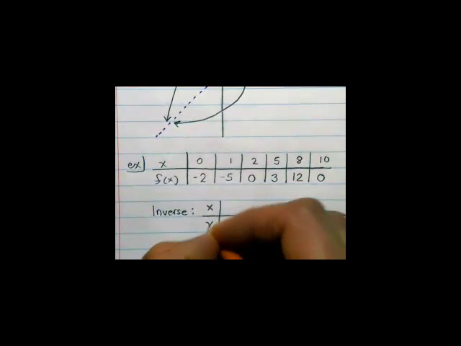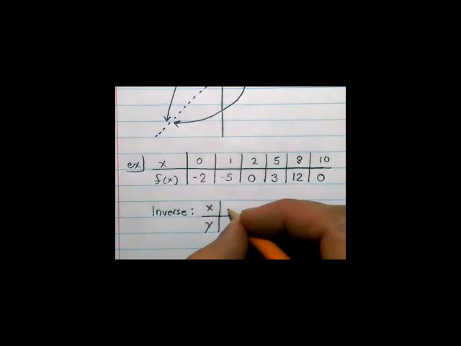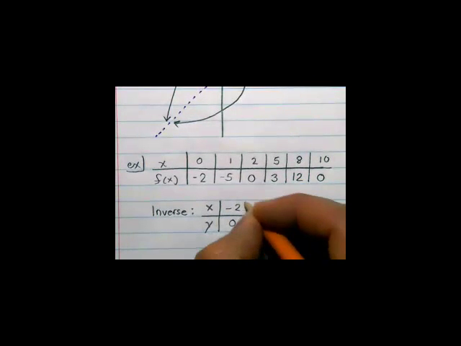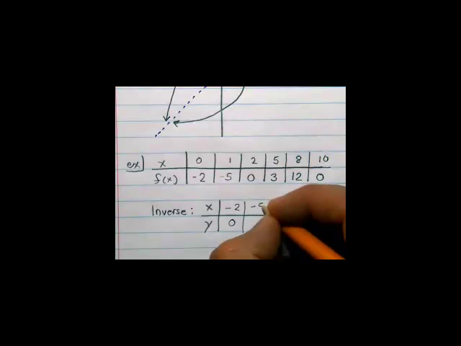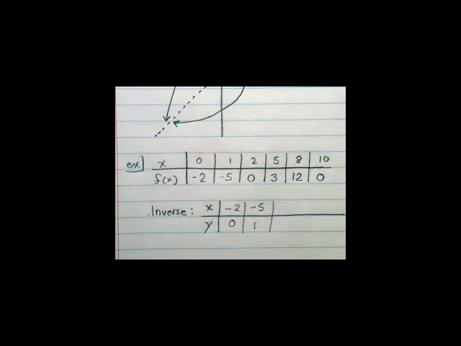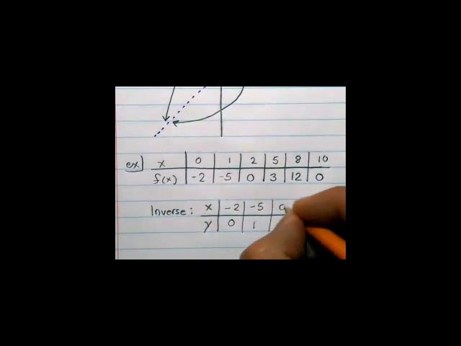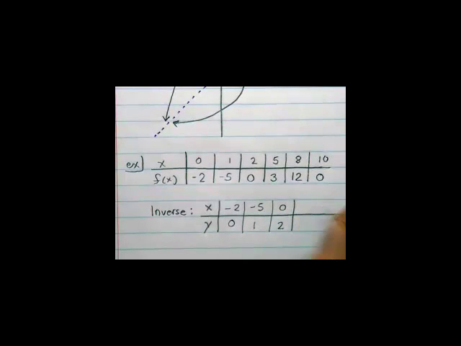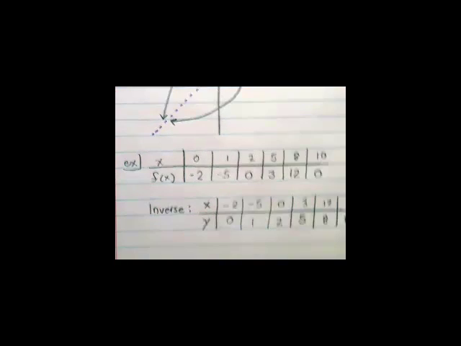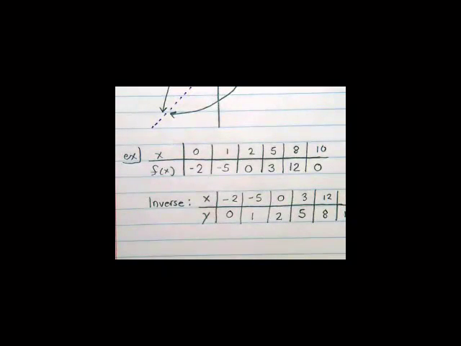And I'm just going to use y here. So negative 2, 0 would be the first point. Negative 5, 1. 0, 2. 3, 5. 12, 8. And 0, 10. It is literally that easy. Okay.